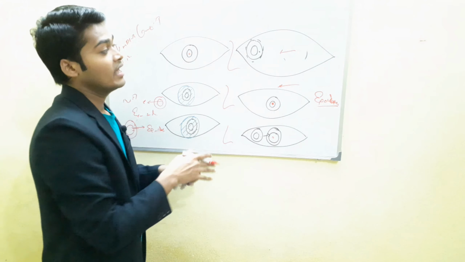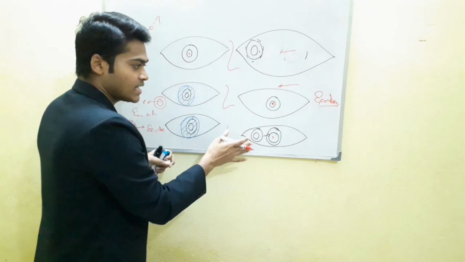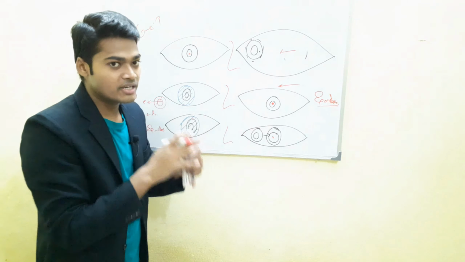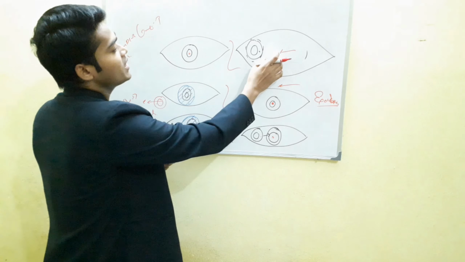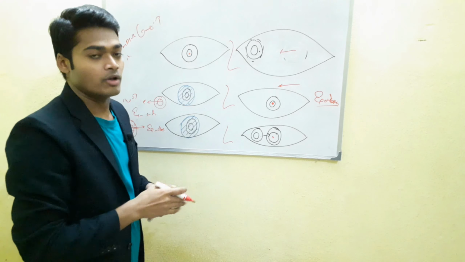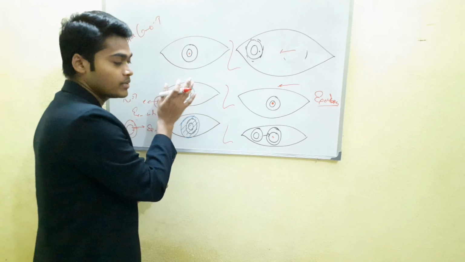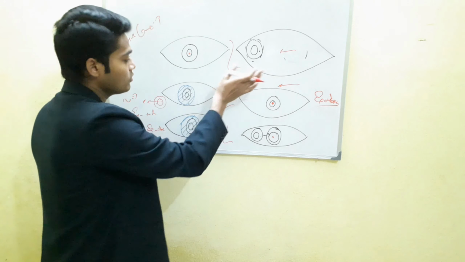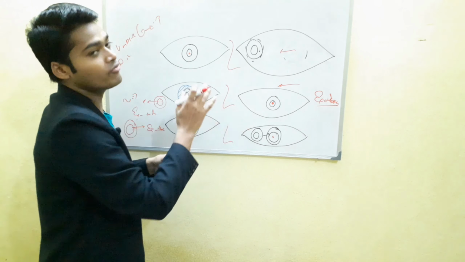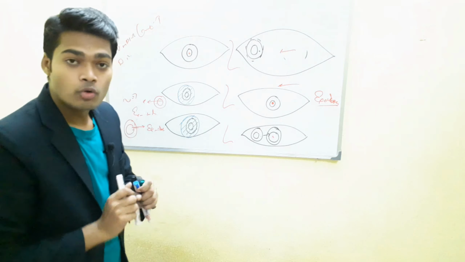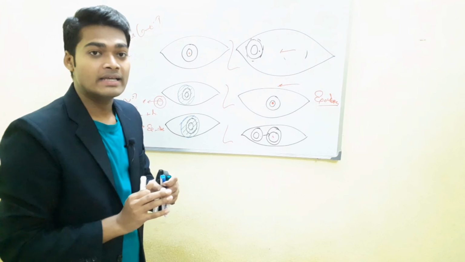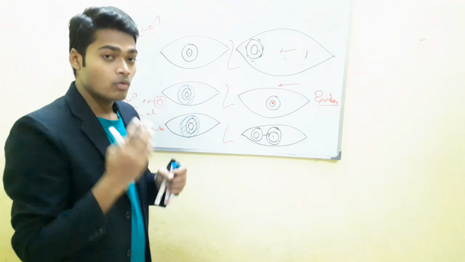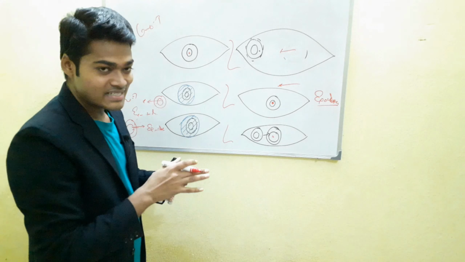Now the question is, if we don't observe any movement in the fellow eye, because when you cover this eye you observe the fellow eye, what will happen? If you don't observe any movement in the fellow eye, there are three possibilities.